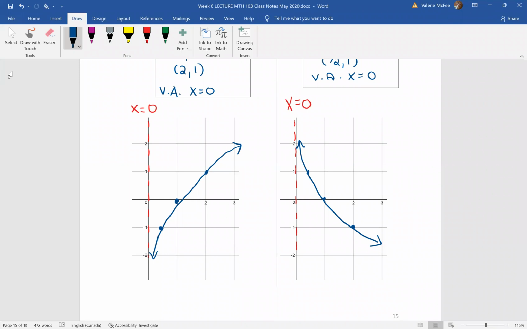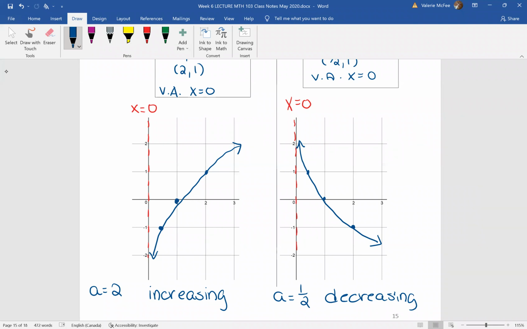So your graphs should look like this. And remember back to our exponential function graphs, when the base a was greater than 1, we had a function that was increasing. Again, when the base is greater than 1, we have a function that's increasing. And when the base a was a fraction between 0 and 1, we had a function that was decreasing. Again, we have a function that is decreasing. Those are the differences between those 2 graphs.